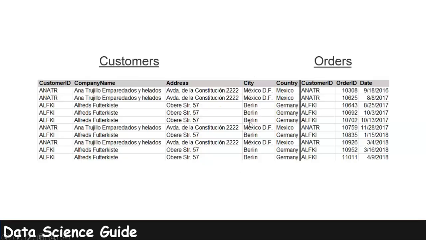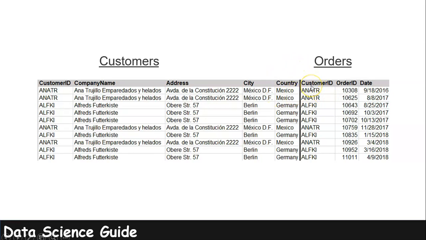And let's have a look at our two tables here. Customers table and orders table. And as we mentioned, the common column between these two tables is customer ID. We have customer ID in orders, customer ID in customers. So if you want to join these two tables in inner join, we should find only the matching values.